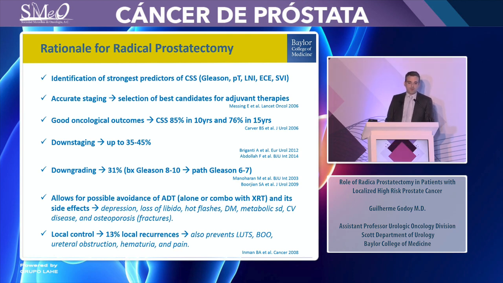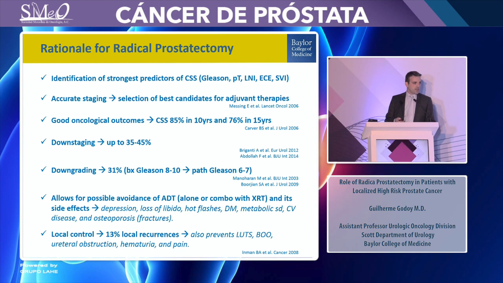Just like we've seen, for example, on the Messing trial when adjuvant therapy was given for patients with positive lymph nodes. Surgery has provided good oncological outcomes. So this is data from Brett Carver Memorial, and these figures here, they are present across all the other studies. I'm going to highlight a few of them at the end, but the cancer-specific survival is around 85% at 10 years, and the 75% at 15 years, and this being consistent across the board on all different series.